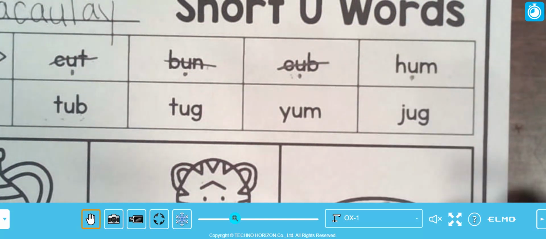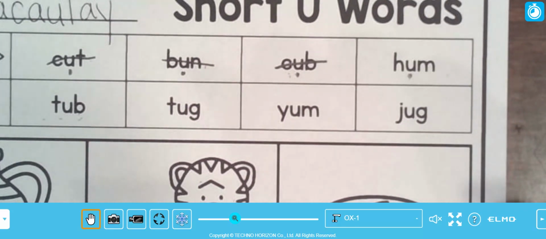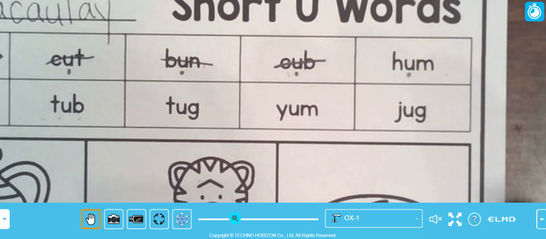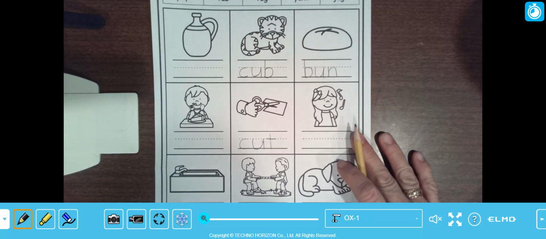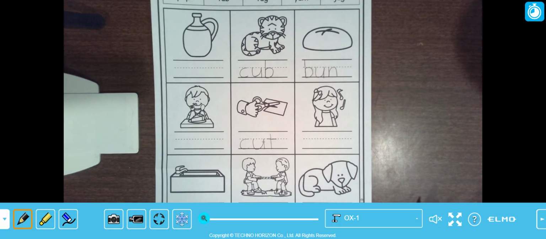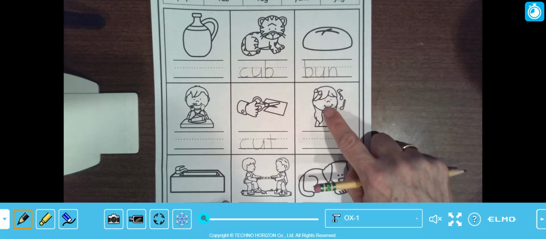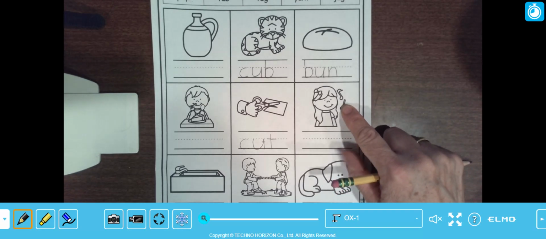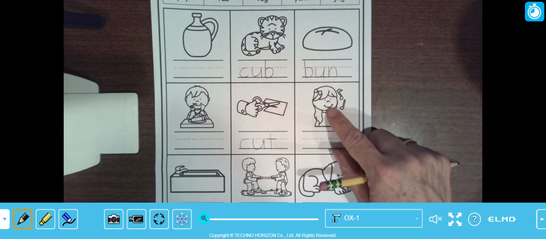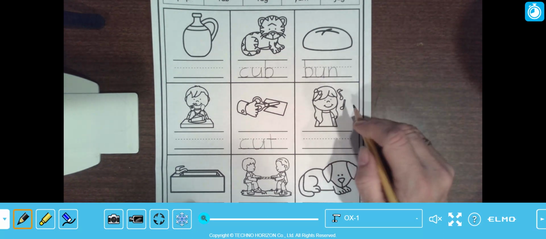What's that word? It's the word hum. See how I'm humming? Which one of these pictures shows us hum? Yeah, see this girl, how her mouth is shut and there are musical notes coming out of her mouth? So humming is like making music with your mouth closed, right? Hum like this. That's humming, right? So we're going to write hum there.